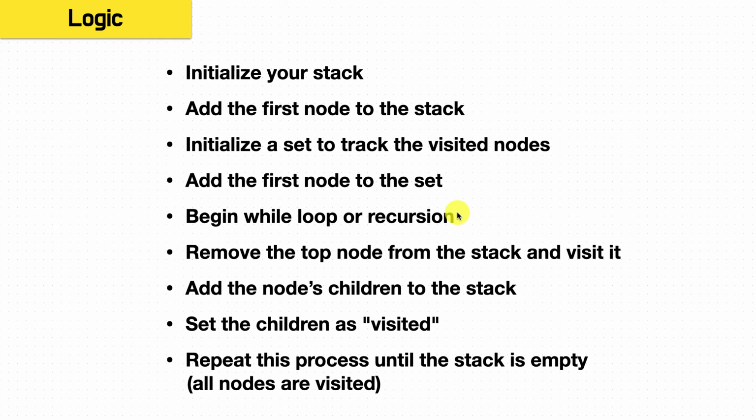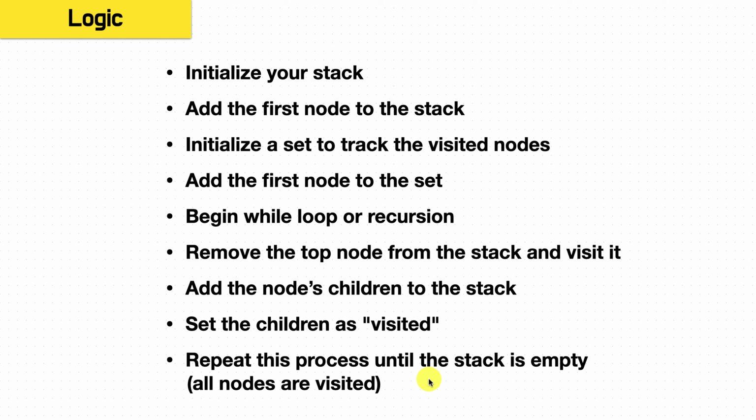Once you start your traversal, you remove the top node from the stack. Then you call your visit function, or however you want to use it within your algorithm. You add this node's children or its neighbors to the stack. You also set these nodes as visited because they've been accounted for in the stack. Then you just continue to repeat this. You use your while loop or your recursion until you run out of nodes.